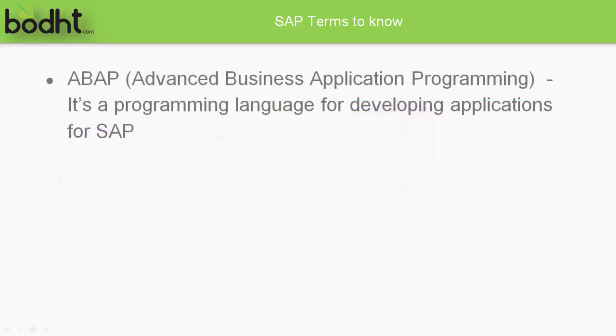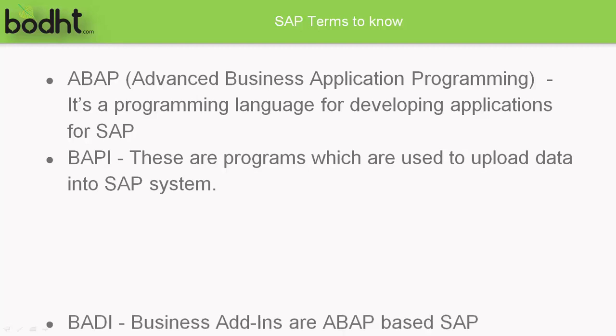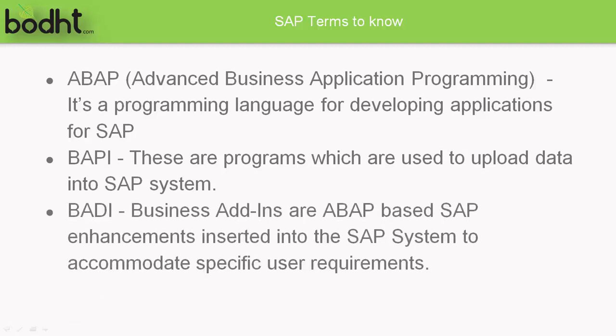And there are some more terms, like you would have heard of something called ABAP. So what is this ABAP? It is a programming language that SAP has developed for developing this business solution called SAP, that is ABAP, Advanced Business Application Programming. And you might have heard of another term called BAPI. These are basically some standard programs or maybe custom programs which are used for uploading the data into the SAP system. And then one more term, BADI.